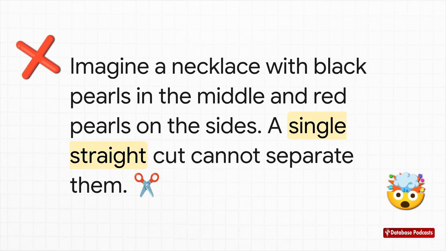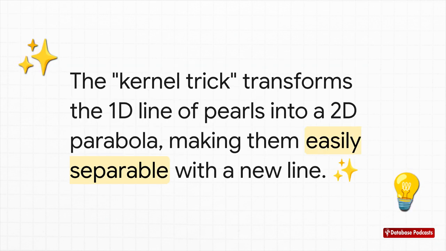Here's a great way to picture this. Imagine you've got a string of pearls laid out flat in a line. You have red pearls on both ends, but in the middle you have a bunch of black pearls. Now, how do you separate the colors with just one straight cut? You can't. There's no way to do it. This is what we'd call a non-linearly separable problem. And here comes the magic.